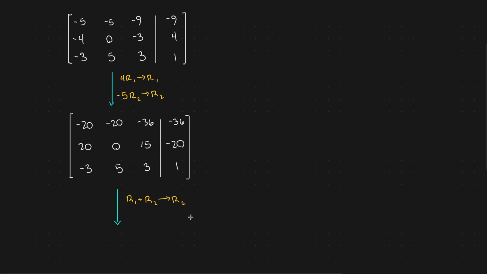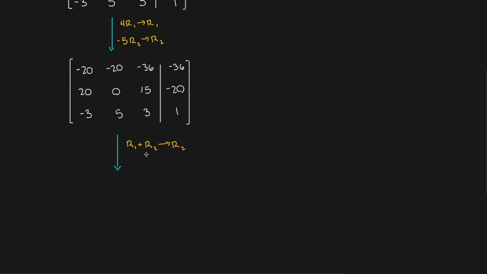This is another elementary row operation. I could add a multiple of one row to another row. In this case, I'm taking 1 times row 1, adding it to row 2. That'll be my new row 2. So notice the only thing that's changing here is row 2. So row 1 stays the same.